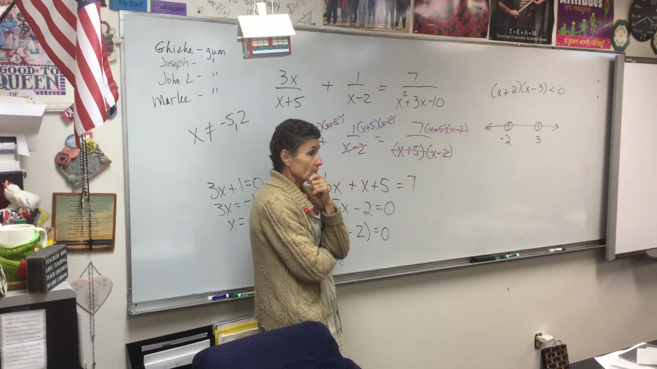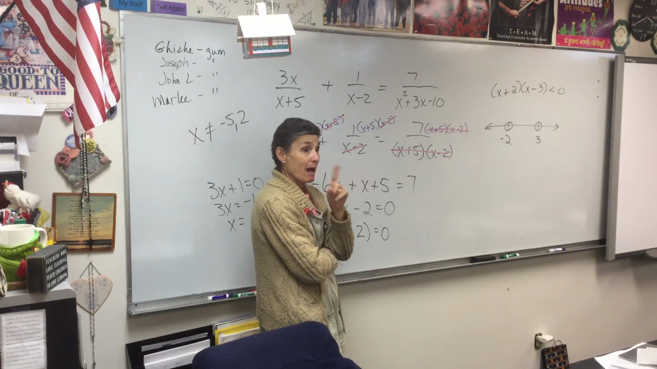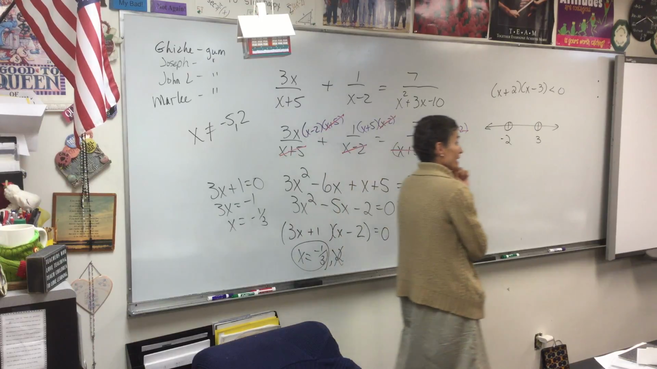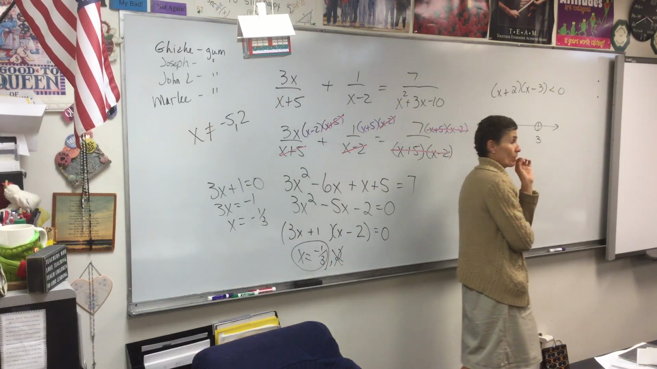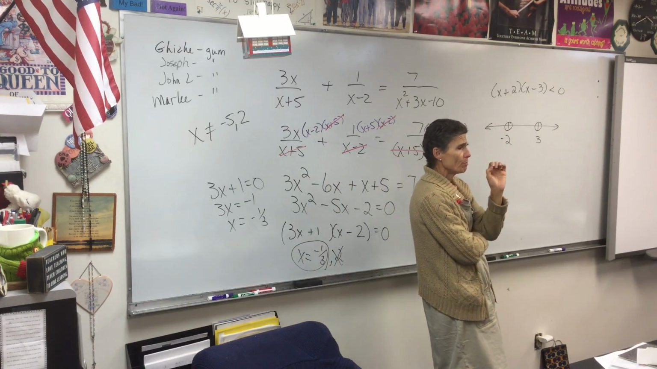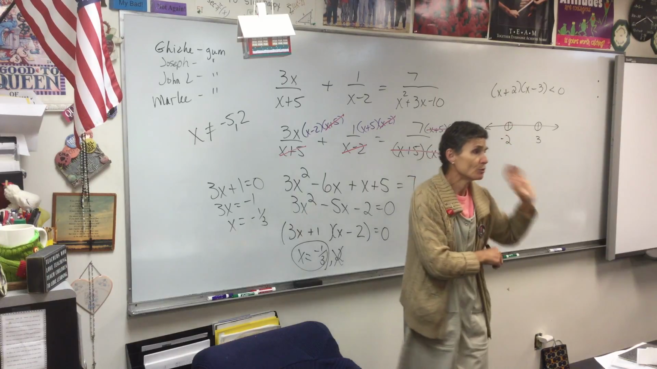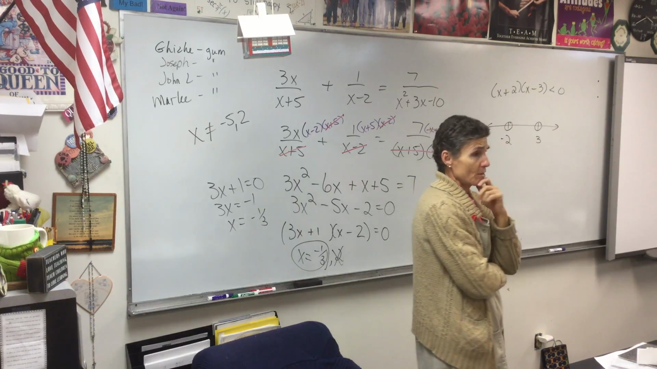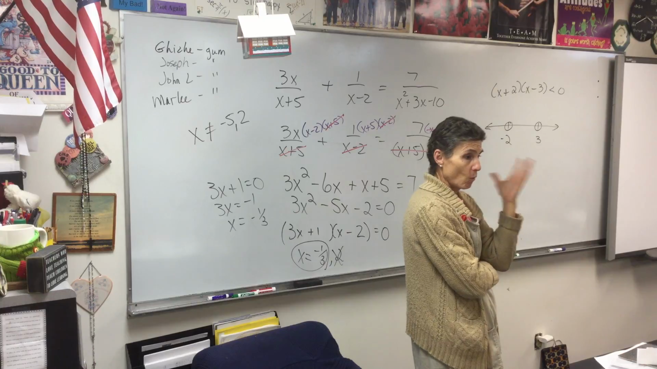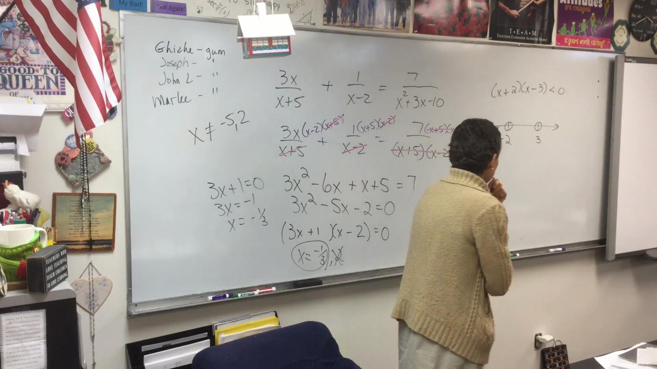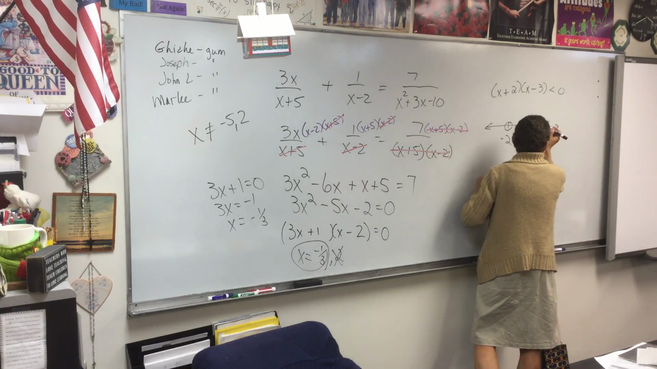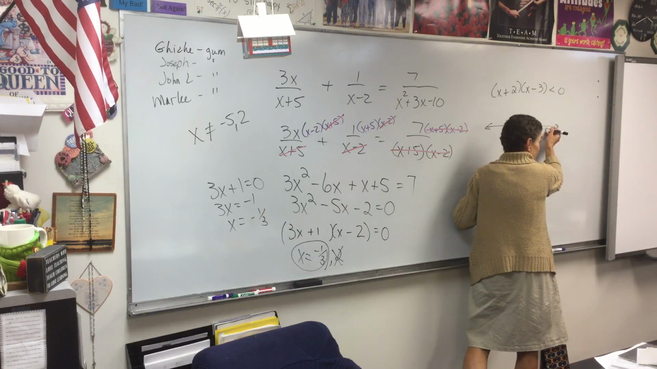Yep. Okay? Now, I want you to pick some other number. I don't care what other number you pick. It can't be -2 and it can't be 3. Any other number. Pick it. 4. 4 is right here. Would everybody agree with that? 4 is right here? Mm-hmm.